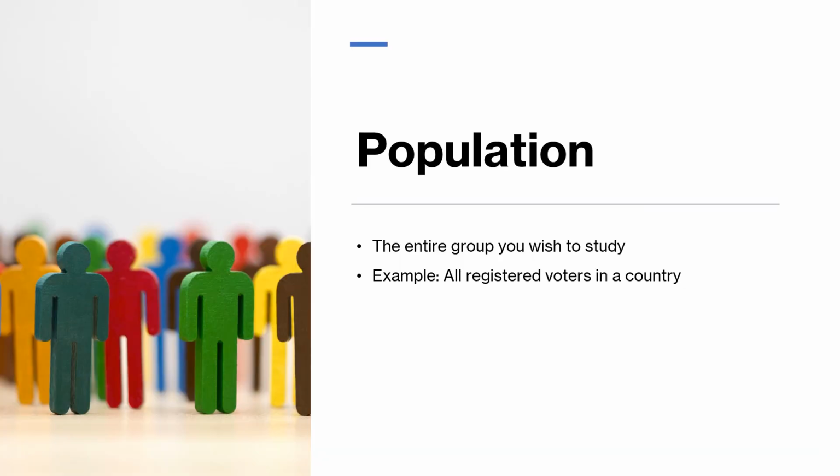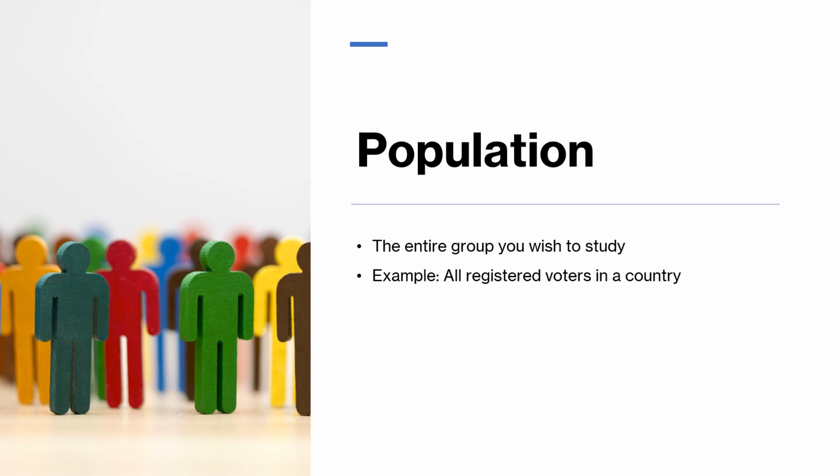A population in statistics is the entire group you wish to study. One example of that would be all registered voters in a country, which sounds familiar because when we say population, a lot of times we're talking about people in a country or people in a particular area. However, population in statistics just means the big group.